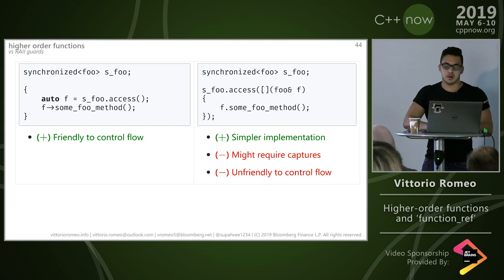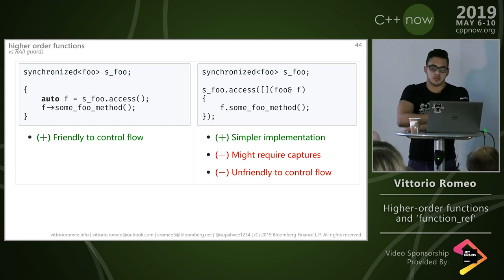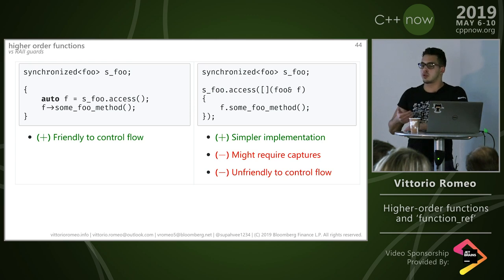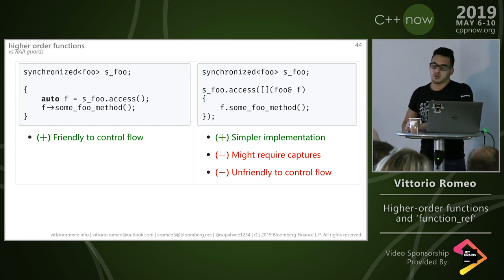So from the perspective of the user, we have some pros and cons. For the first version, it is more friendly to control flow. You can imagine using this, for example, as part of a loop. You can use break, continue, and return without any problem. While in the second case, if you try to return from the lambda, you're just going to return from the lambda, but not from the outer function. And also, if you're trying to use break and continue, it won't work.